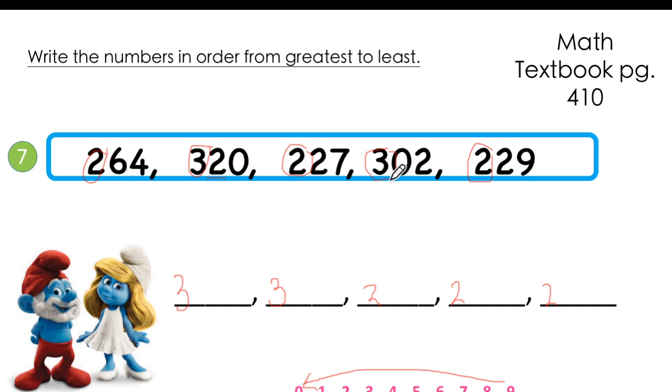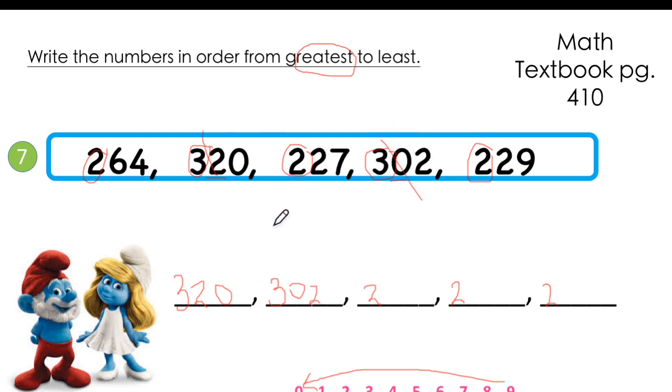Now let's go and compare the 300s first using the tens. Which one is greater? Because we're doing from greatest to the least. Which one is greater? 2 or 0? Greater means bigger. 2 or 0? 2, of course. So this number is greater, followed by the second number, 302. That will be the second greater number.